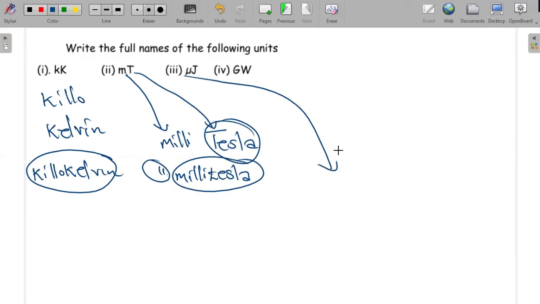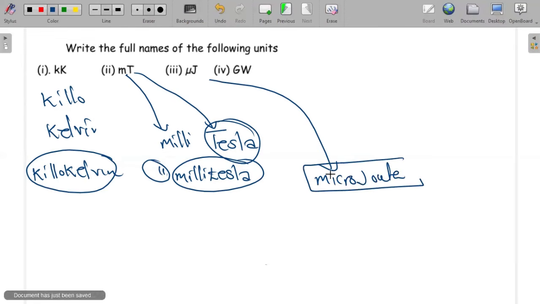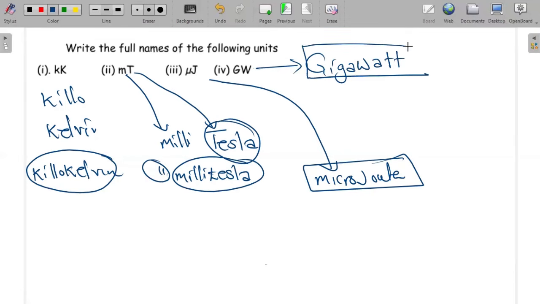Okay. I don't know the third one. What unit is it? Microjoule. There's a micro, but there's also a capital letter J for joule. So this is what is represented by that. Then we have the last one, capital G and capital W. Gigawatt. Okay, so capital G is for giga, whilst the capital W is for the watt. So that is basically a gigawatt.